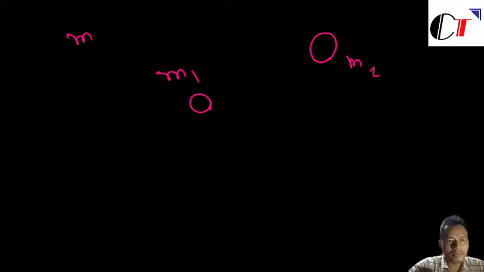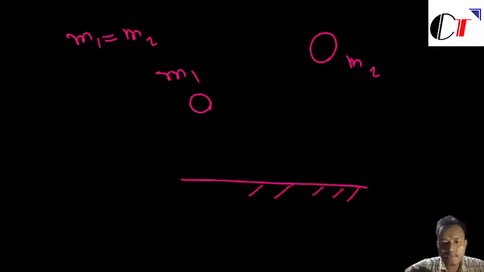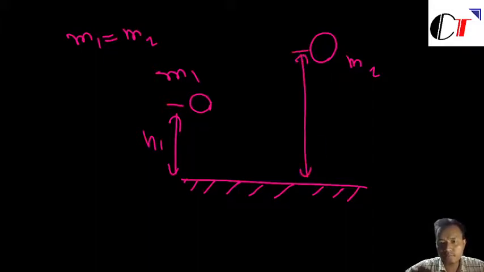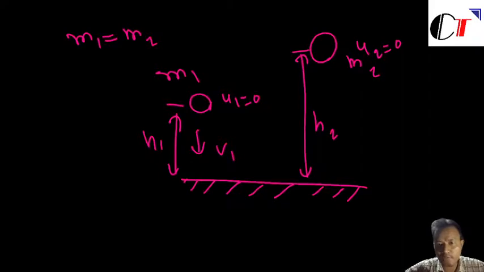Now let's try to look at another example. So let's say we have two objects of the same mass. So this is M1, and this is M2. Let's say M1 is equal to M2, so they have the same masses. Again, this is the surface of the earth, the ground, and object M1 is initially at height h1, object M2 is initially at height h2. Both objects have an initial speed of 0, u1 is 0, and u2 is 0 at time t equals 0. And of course, at a certain time, this object will have velocity v1, this object will have velocity v2.